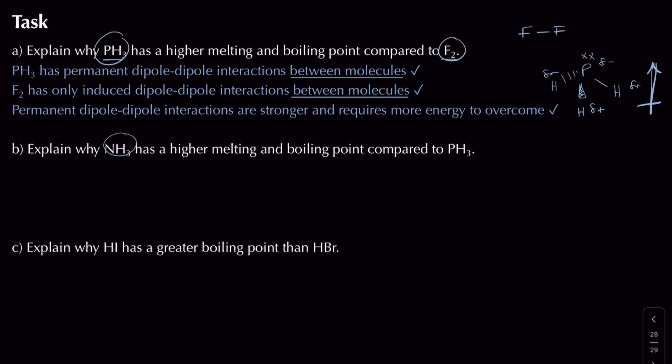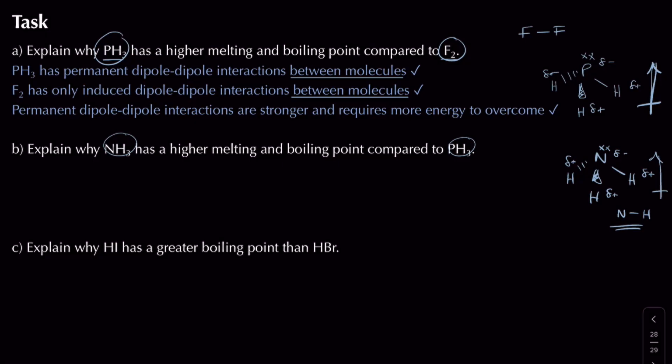Well, we've got ammonia versus phosphine. Phosphine, we already know it's polar. It's got permanent dipole-dipole interactions. But ammonia, we know it's going to be a polar molecule. It's going to look something like this, wedged and dashed bonds included. We know there's a lone pair there, delta negative, and delta positive on the hydrogens. There is an overall dipole, but more importantly, we've got an NH bond in there. That means we've got hydrogen bonding.